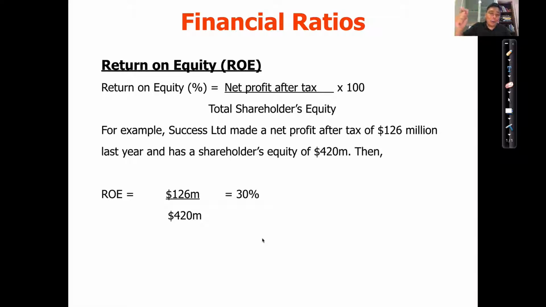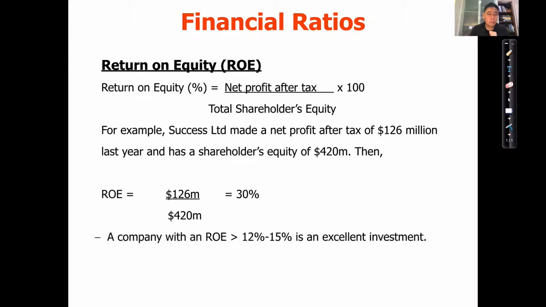A high ROE tells us the company is very, very efficient at making money based on what shareholders have invested in the company. So in general, as a benchmark, an ROE above 12% is a good company, and above 15% is an excellent investment. So you want to see consistently high ROE over the last 5 years.